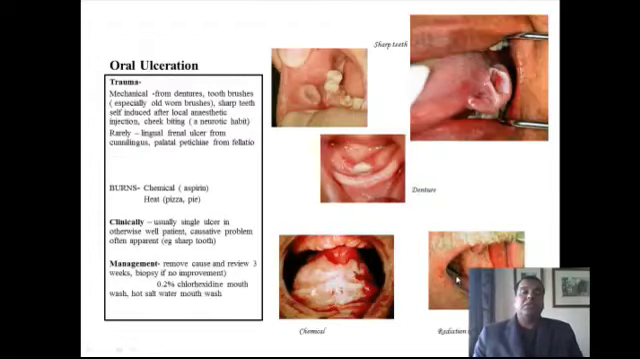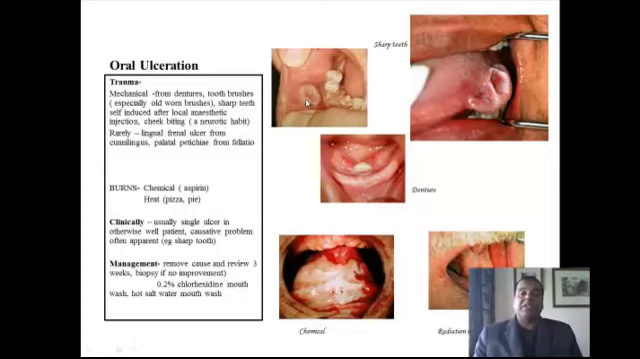So mechanical trauma from, for example, dentures or toothbrushes, especially those brushes that are old and worn, sharp teeth, or self-induced after local anesthetic injection because the patient doesn't have any feeling in that area and doesn't know whether they're biting the lip or not. Cheek biting, which is a neurotic habit, and other causes.